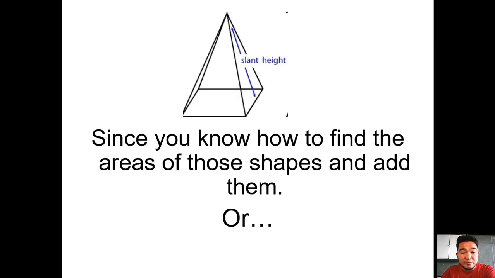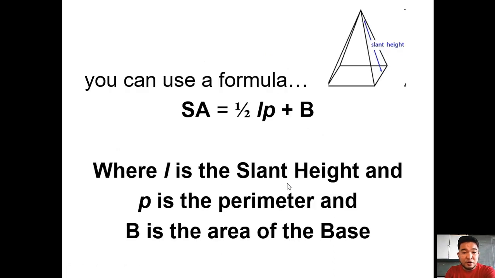Since you know how to find the areas of those shapes and add them, or you can use a formula. Surface area is equal to 1/2 of the slant height times P plus the area of the base, where L is the slant height and P is the perimeter and D is the area of the base.